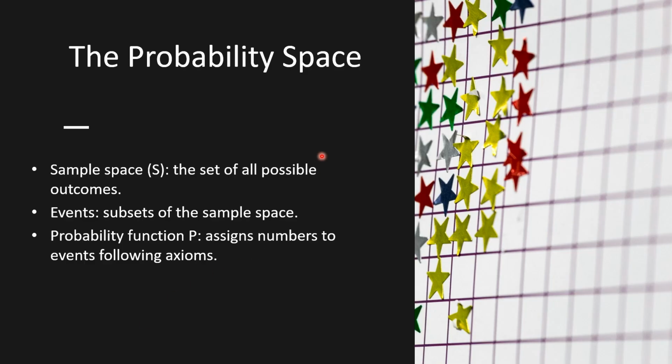So first of all, let's define the probability space. The sample space is the set of all possible outcomes. In the case of rolling a fair die, it's 1, 2, 3, 4, 5, 6. And events are subsets of the sample space. Say you want a subset that would be the numbers 1, 2, and 3. So that would be a subset, or an event, that you're looking for. The probability function P assigns numbers to events associated with these axioms. I'm going to give the axioms next.